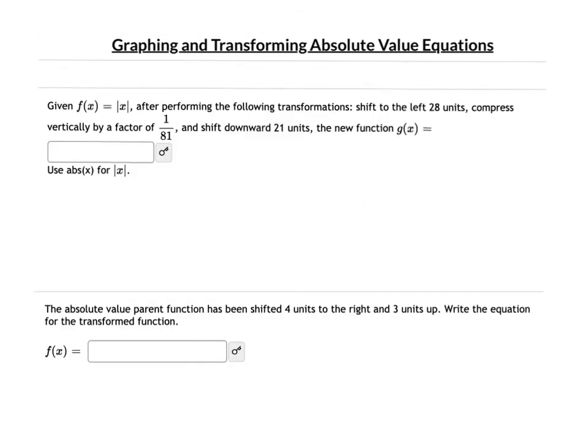This equation we're going to shift to the left 28 units. So this becomes y equal to absolute value of x to the left. That's where it seems like it ought to be minus, but it's the inverse, so it's plus 28. Compress vertically, so y is going to be affected. Every y will get multiplied by 1 over 81. And then downward 21 units. So I'm going to move every y value downward 21 units.